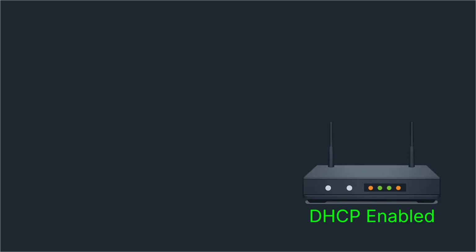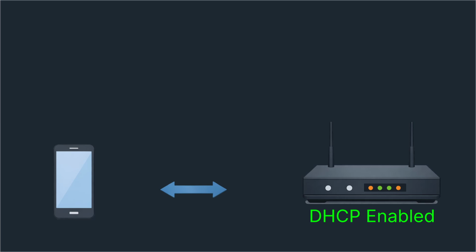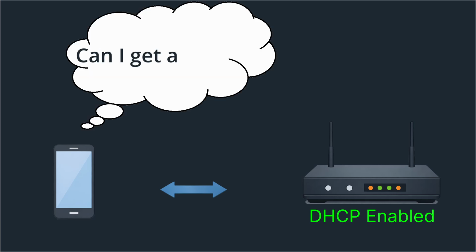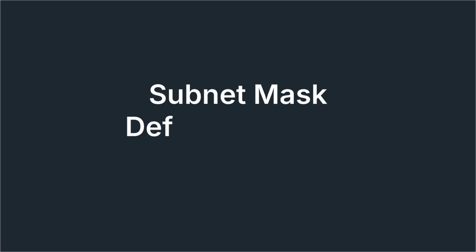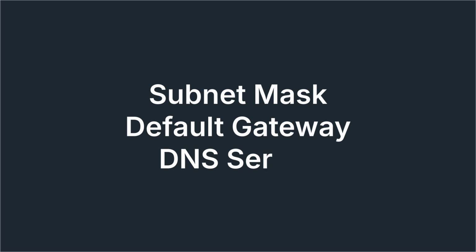So instead, when a device joins the network, it asks the router for an address. It basically says, "Hey, does anyone have an IP address I can use?" The router responds with an available address, something like 192.168.1.42. It also gives the device important information about the subnet mask, the default gateway, and the DNS server. That information is what allows the device to actually communicate on the network.